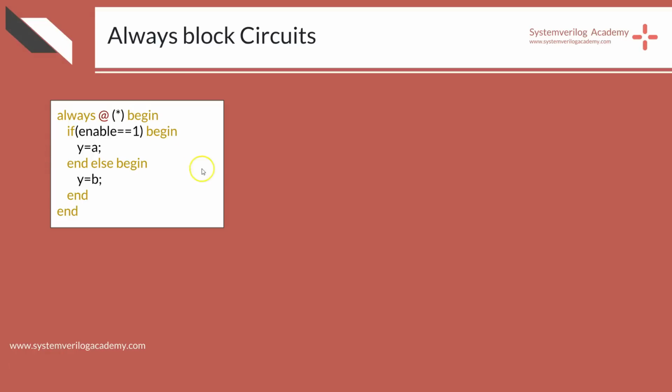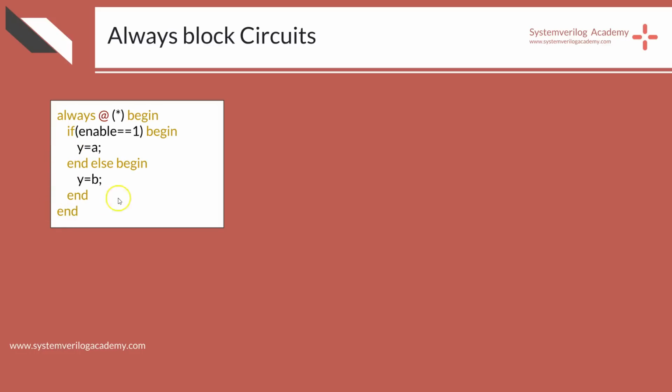You have learned about different types of always block and their use in the previous sessions, and now it's time to look at some examples and see the circuits generated by them. Here is a general-purpose always block with an if statement in it, and think about the circuit generated by this code.